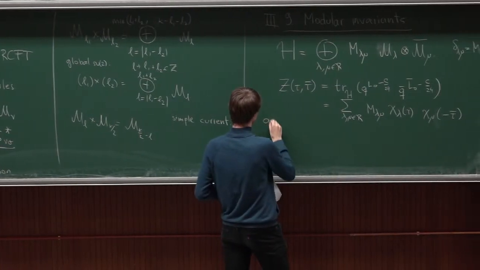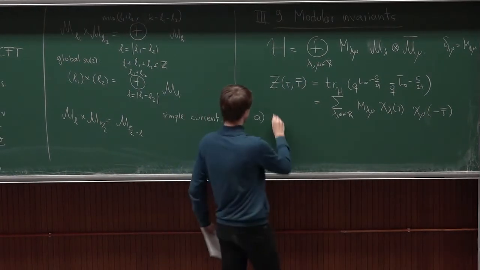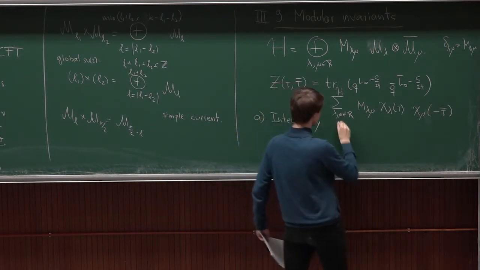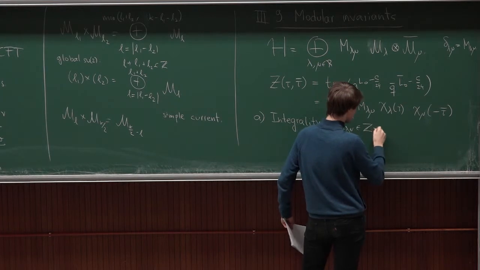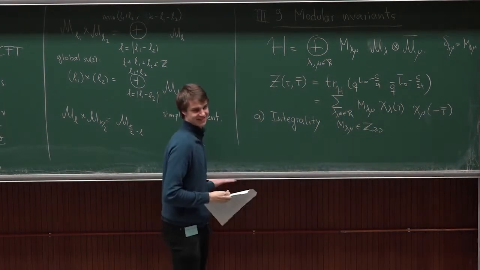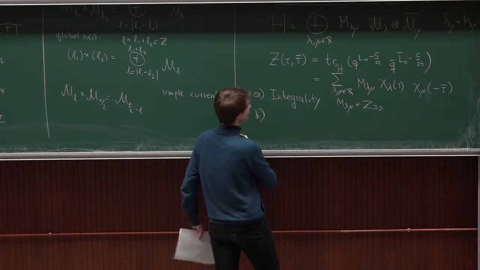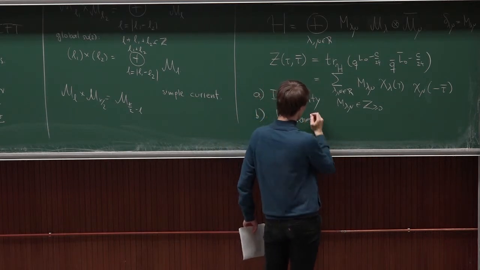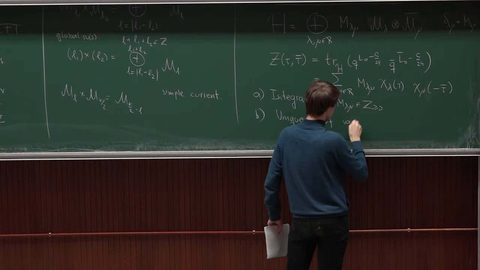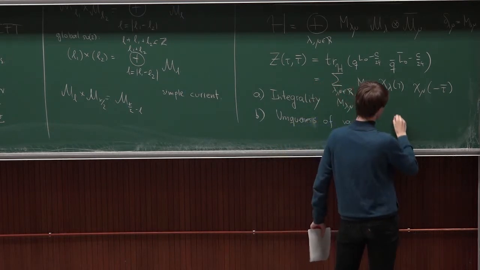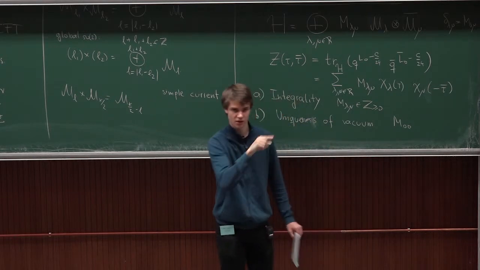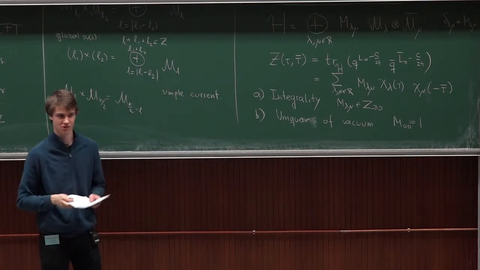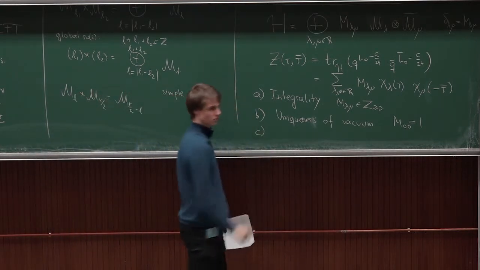So it should be invariant under modular transformations, not just modular covariant, like the characters were. Good. So let's write down three requirements I want. The first two are stupid, the third is modular invariance. I call the first integrality, which is a stupid requirement that every representation should appear an integer number of times, and non-negative integer. And the second one is, if you want, uniqueness of vacuum, which is that the M00, remember I denoted zero in R as my vacuum, should be one. So I want the vacuum once, not twice and not zero times, just once. And the third one is modular invariance.